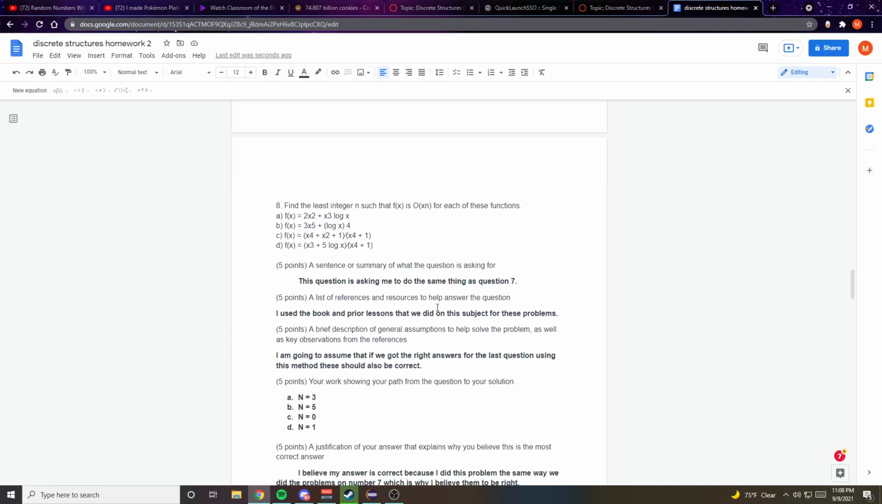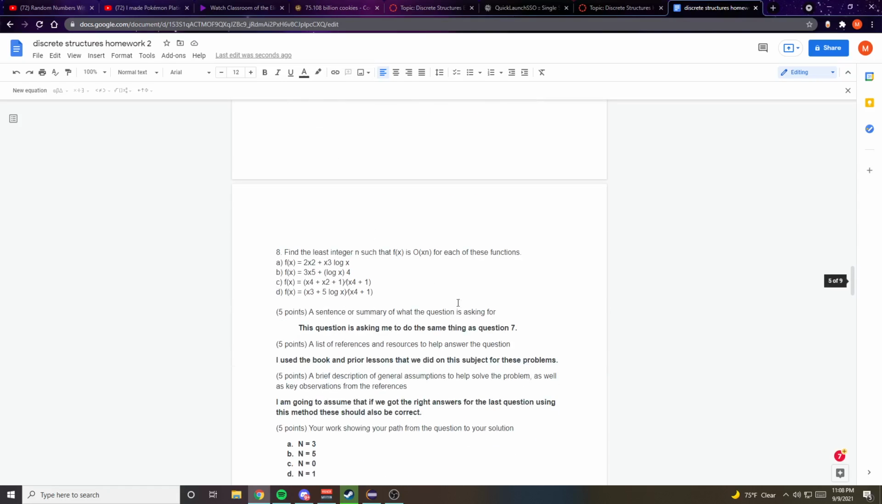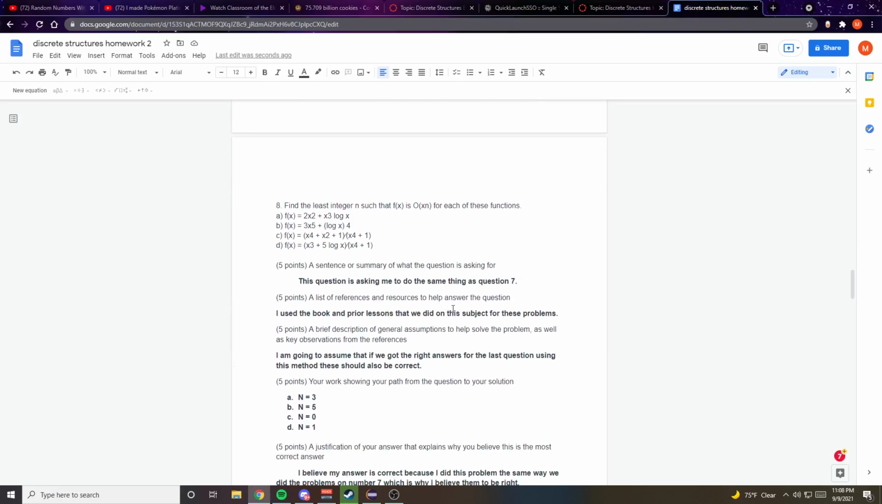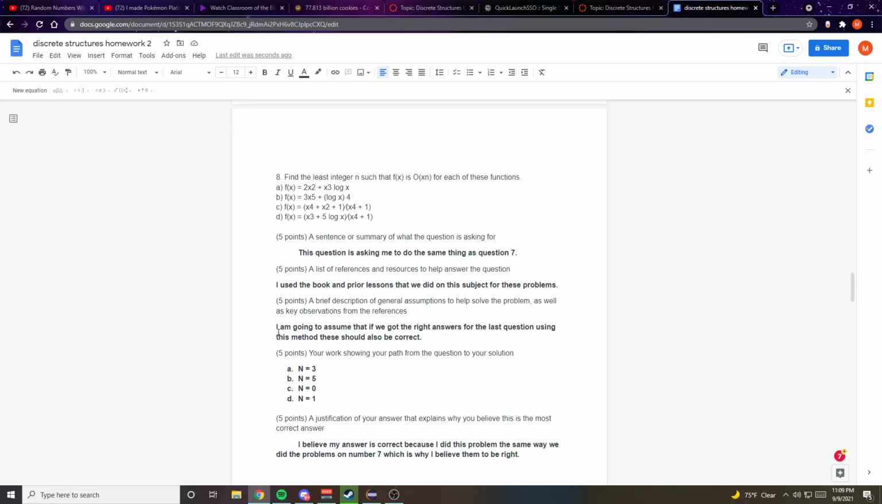I used the book and prior problems like this one, and prior lessons in the book, to help me out with this problem. I'm going to assume that if I did the same thing that we did for problem 7, it's probably going to be the exact same for problem 8. So I'm going to assume that.